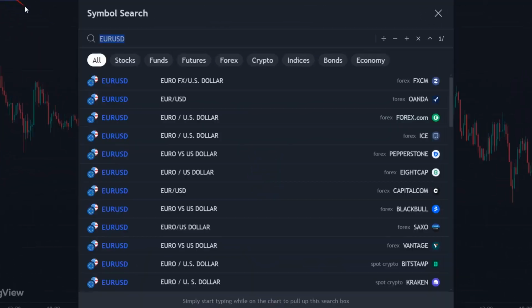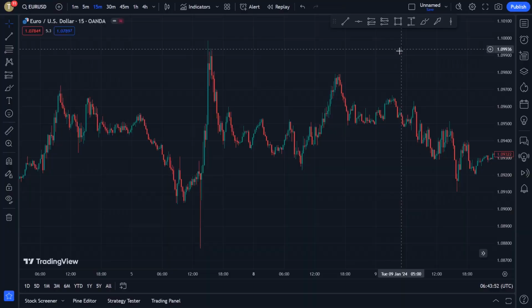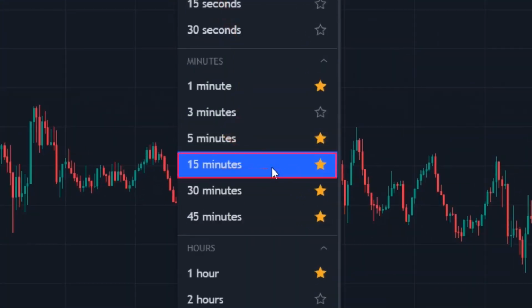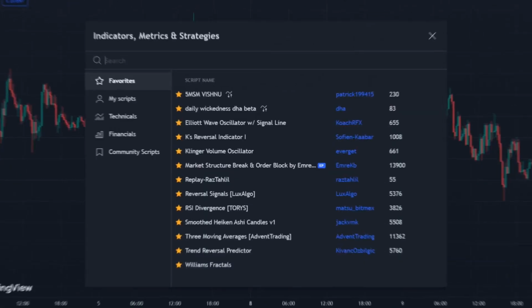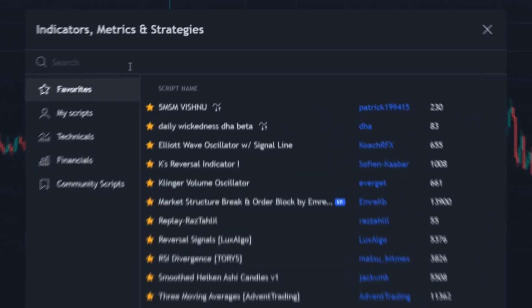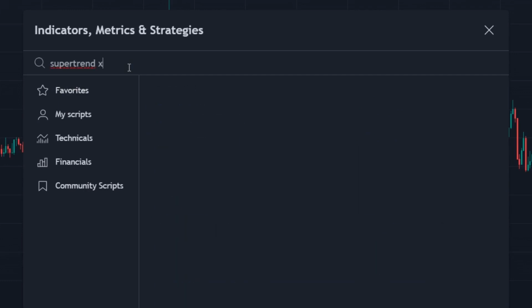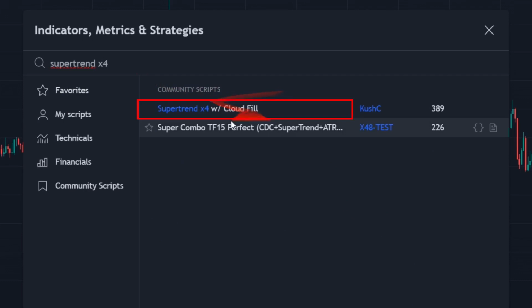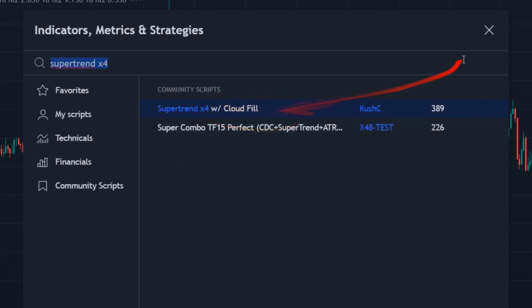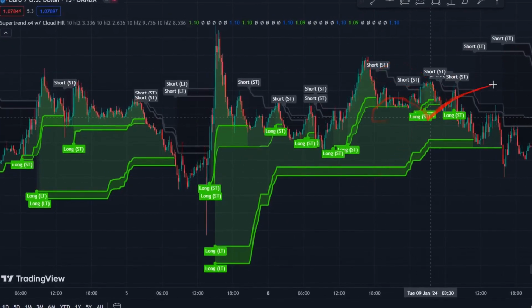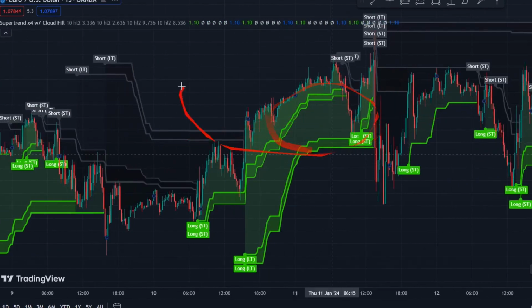First, choose your symbol and set your time frame to 15 minutes. Then go to the indicator tab and type Super Trend X4 in the search box. Once you find it, click on it to add the first indicator to the chart. As you can see, this indicator is a bit messy and needs to be organized.